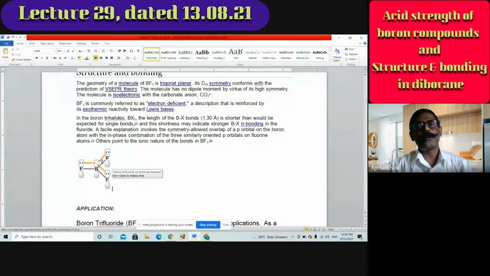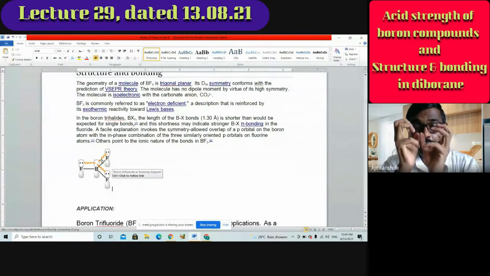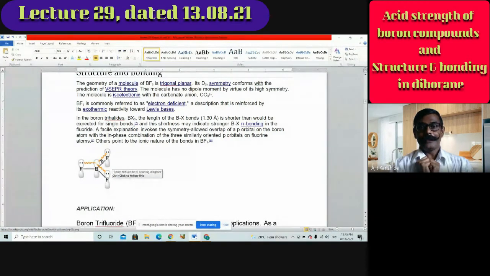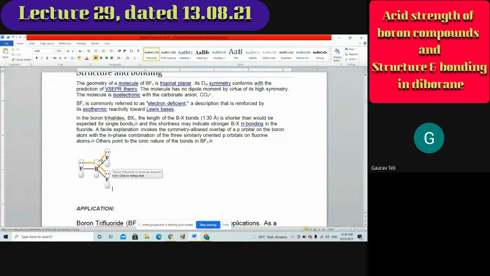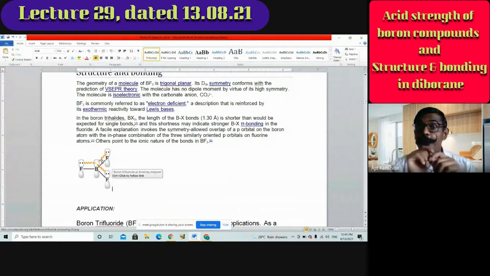Yes, students, I want your reply now. Suppose the hunger of boron decreases, the eagerness of boron to take the lone pair decreases, then will Lewis acidity increase or decrease? Decreases. Brilliant answer. It will decrease.